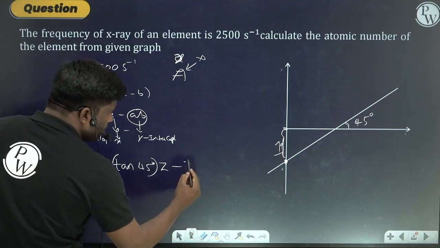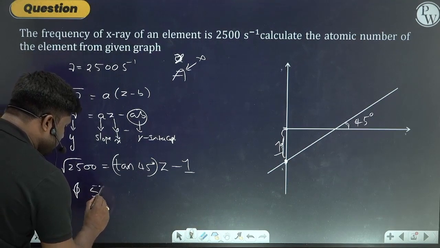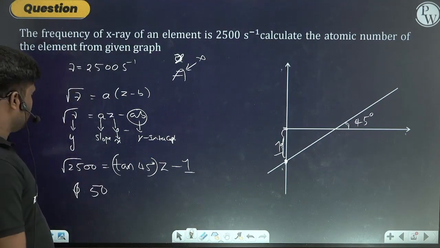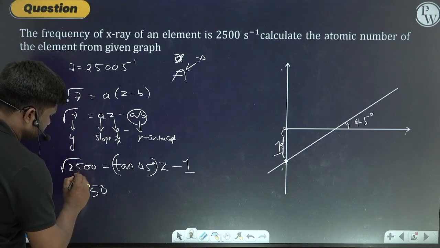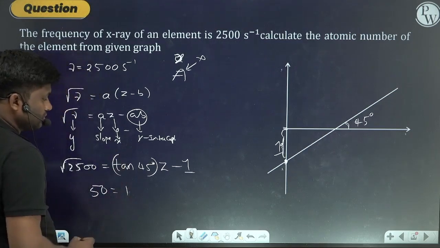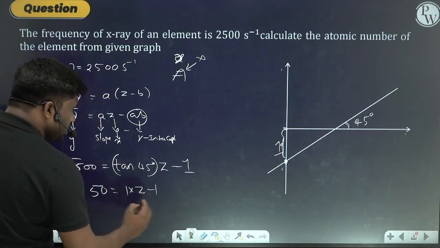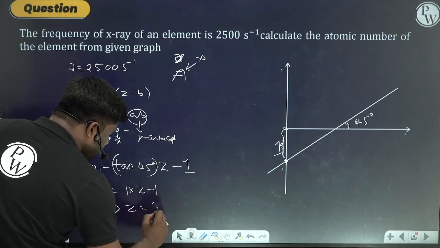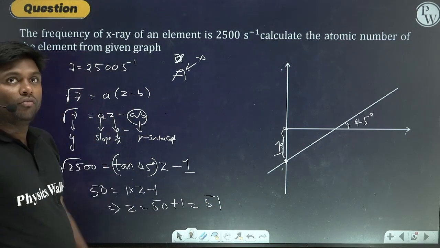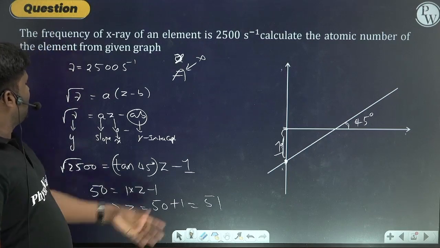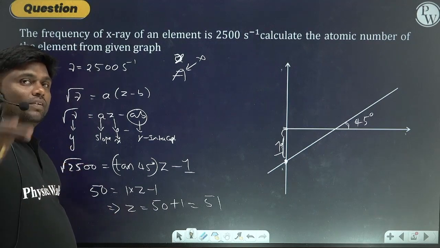So root 2500 is equal to how much? 50. The square root of 2500 is 50. It is equal to tan 45, which is 1, into Z minus 1. 1 into Z is Z. So Z is equal to 50 plus 1, which is 51. So the atomic number is 51, right?